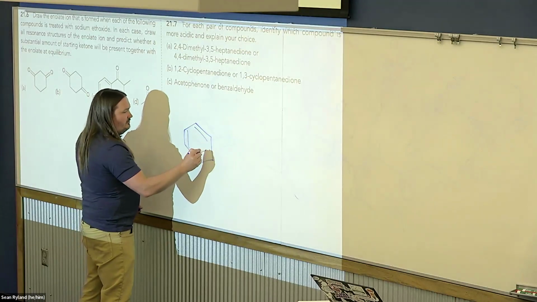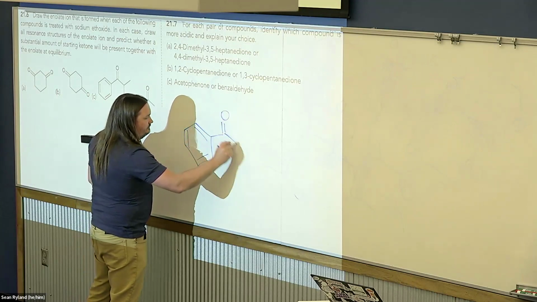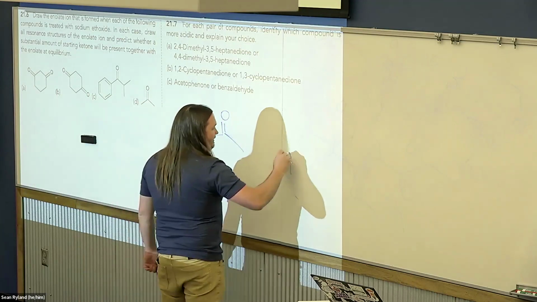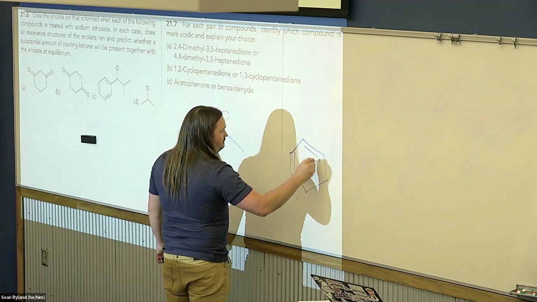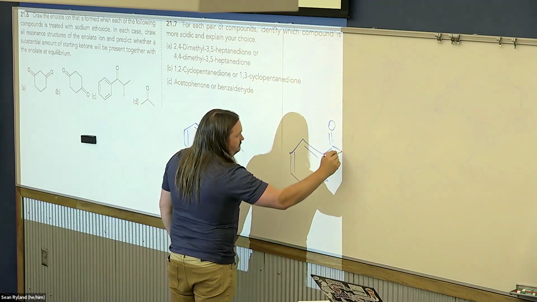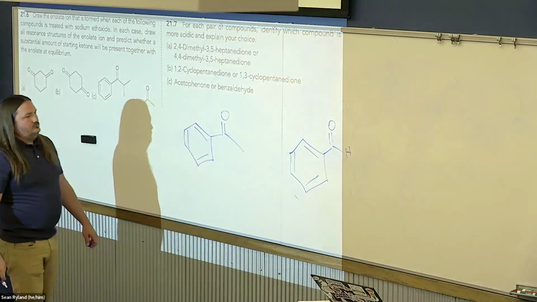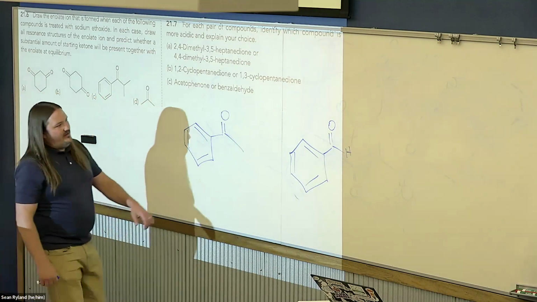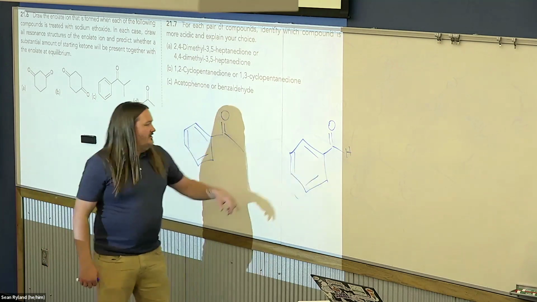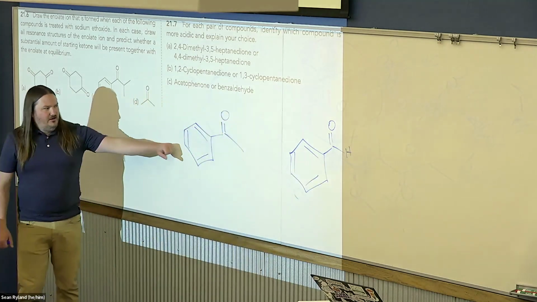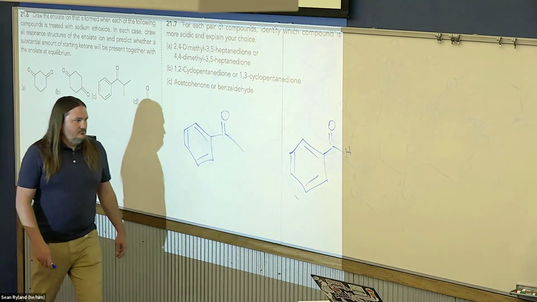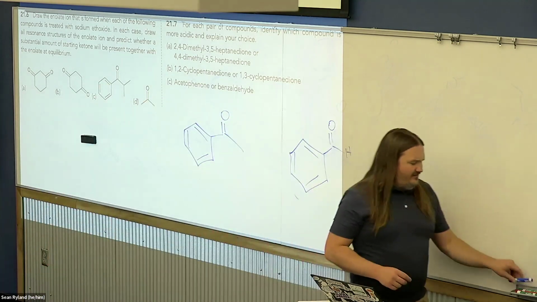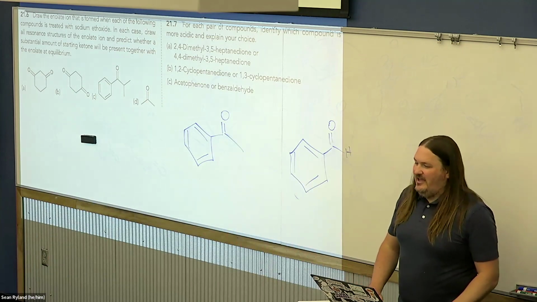Acetophenone or benzaldehyde. Definitely acetophenone. Yeah, the benzaldehyde doesn't have an acidic alpha carbon at all. The only alpha carbon it has is part of the benzene ring. It doesn't even have a hydrogen. So the acetophenone by a long shot. We could look up what the acidity of an aldehyde is, but the pKa is going to be pretty high.